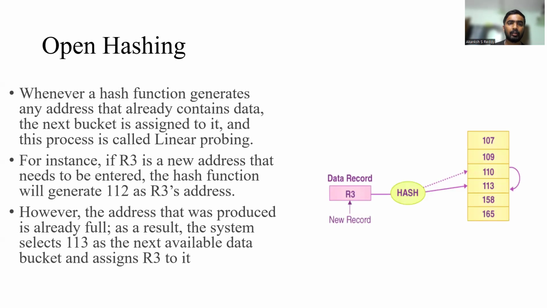Second, we'll learn about open hashing. When the hash function generates an address that already contains data, then the next bucket is assigned to it, and this process is called linear probing. For instance, if R3 is a new record that needs to be entered, then the hash function will generate 112 as the R3 address. However, the address produced is already full. As a result, the system selects 113 as the next data bucket and assigns R3 to it.